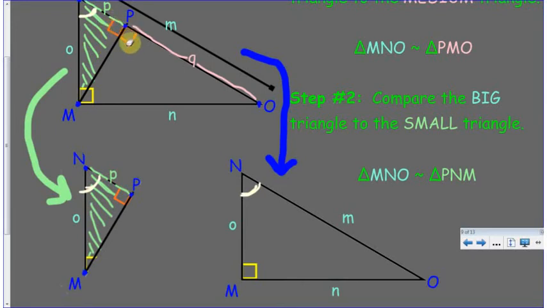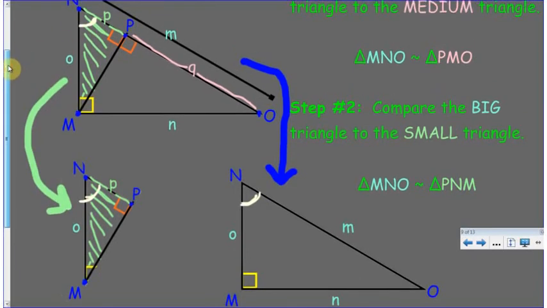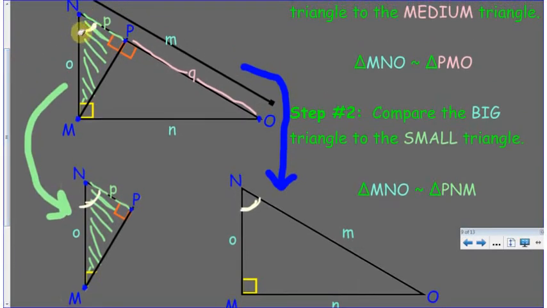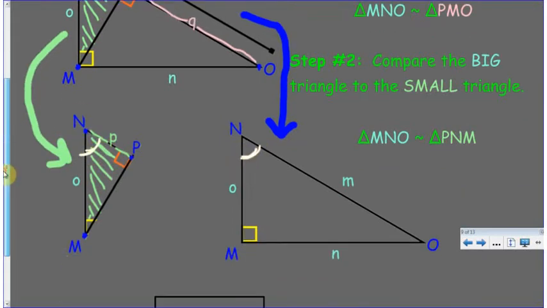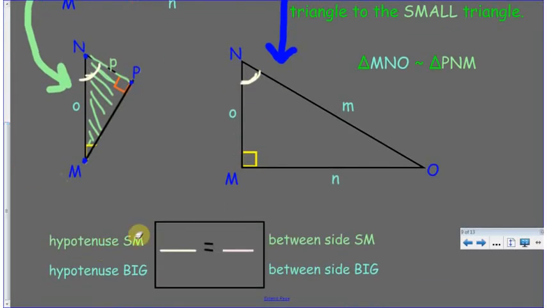If this is 90, then this also has to be 90, because 90 plus 90 is 180, which gets us this straight line. Also notice that angle N is the same in both triangles, in the small triangle as well as the large triangle. So I've labeled angle N as congruent to angle N. And again, since two of the angles are congruent, the triangles are similar, and we can compare corresponding sides.